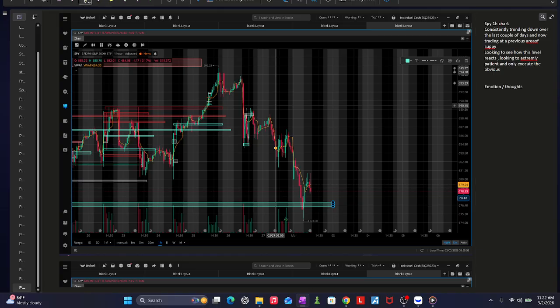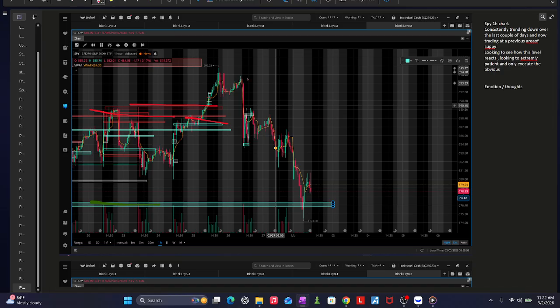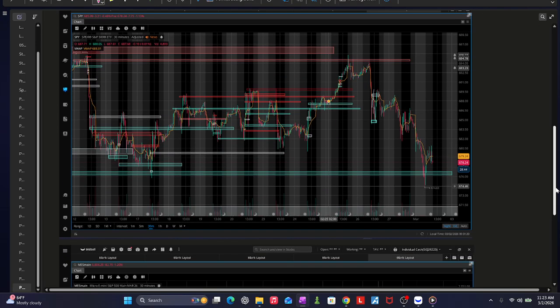So we have our area of supply, our areas of demand above, and we have this consistent downtrend to the downside, a series of lower lows and lower highs. Looking to see how this level reacts today. We get a closer image.